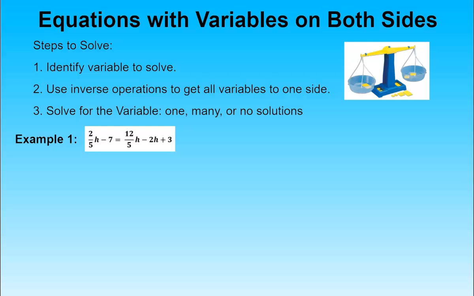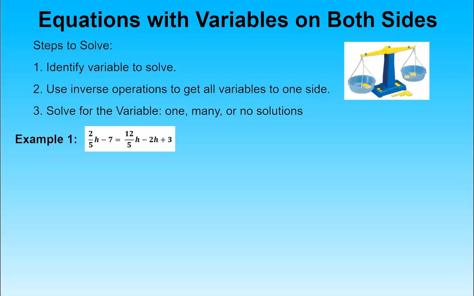Or you might have no solutions, which means when you get the variable by itself, the variable could cancel each other out. So maybe you won't have any variables left and you're left with two numbers on each side and the two numbers are not equal. So we're going to see an example of all three of these.